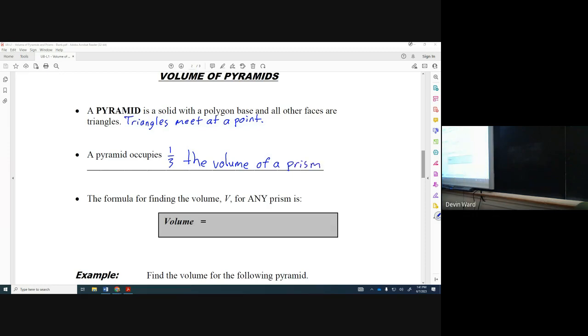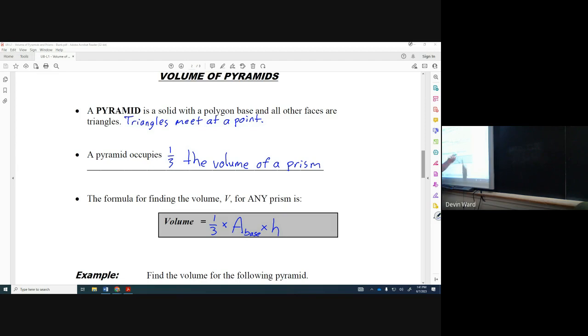So if you were to take 3 pyramids and stack them all together, you can end up having the same volume as a prism. Even if you cut the pyramids and rearrange them, you will be able to make a prism. Since it's 1/3 of the volume of a prism, we still have the area of the base times the height for our prism, but we just multiply that by 1/3, since it only takes up 1/3 of the volume.